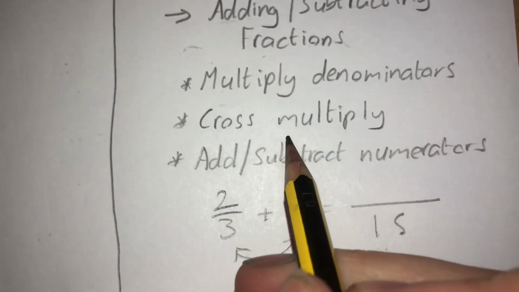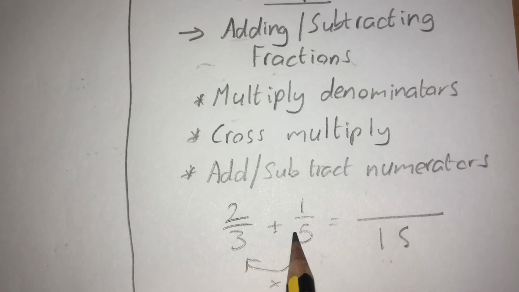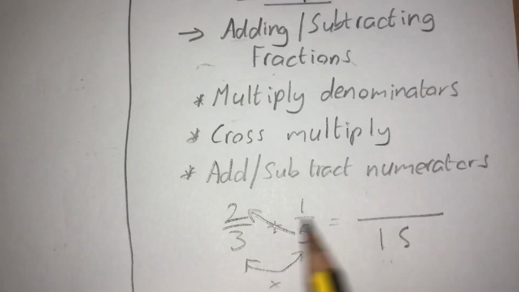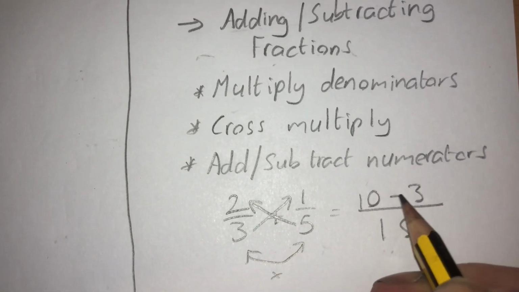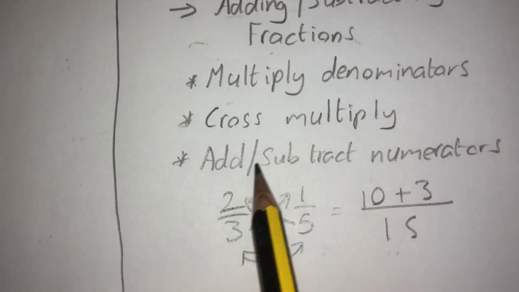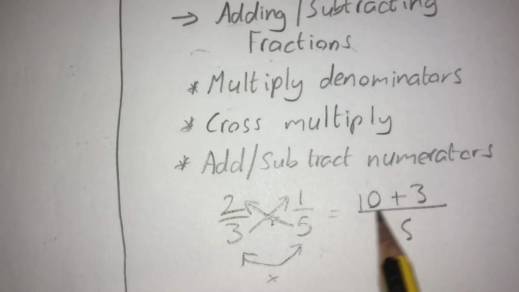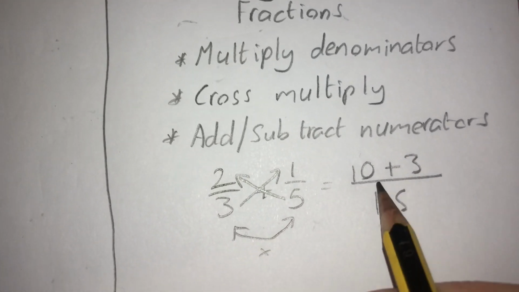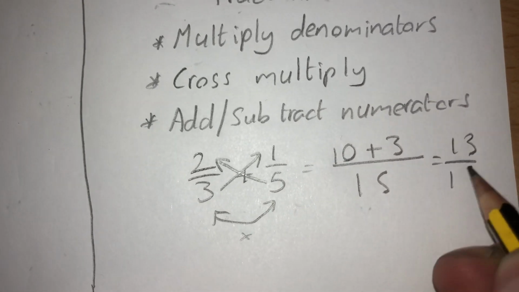The next step is I need to change the numerators, so I do that by cross multiplying. So bottom right by top left, 5 times 2 is 10, 3 times 1 is 3. It's an adding fraction, so it remains as add. So that takes us to our last step. You're either adding or subtracting the numerators depending on what type of question it is. And because this is an adding one, we just add the numerators. So 10 plus 3 is 13 over 15.